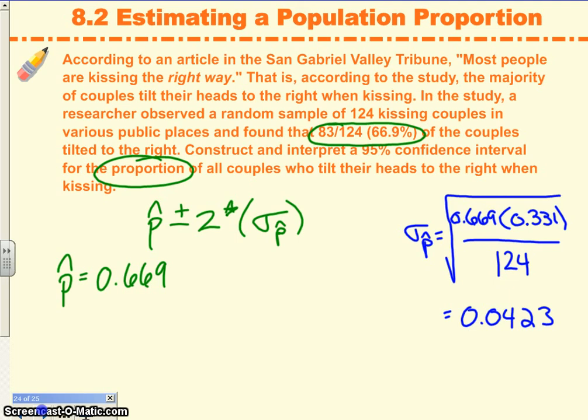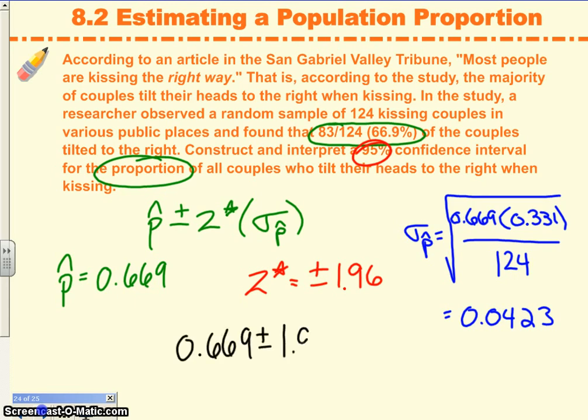So statistic, standard deviation, and now I need a critical value. So I'm looking for a 95% confidence interval. Luckily, we've already calculated the critical values for 95% confidence intervals. It was the first example we did. So if you're unsure about how to calculate it, go back and check that part of the video out. But it told us that the critical value was plus or minus 1.96. Let's put it all together into an interval. P hat plus or minus the critical value times the standard deviation.